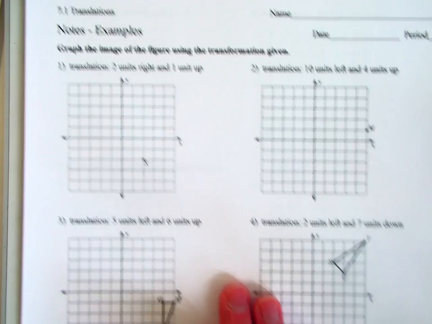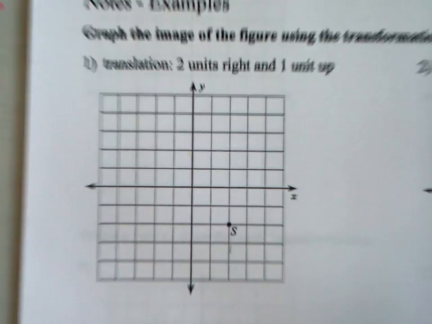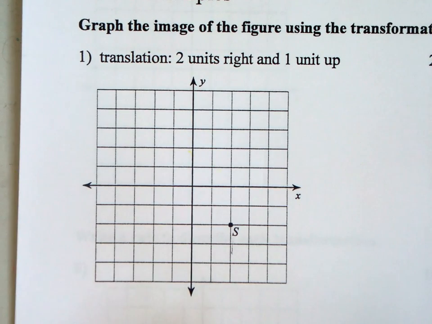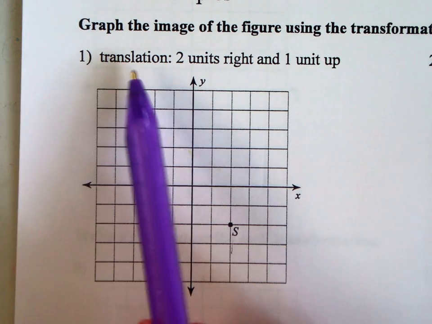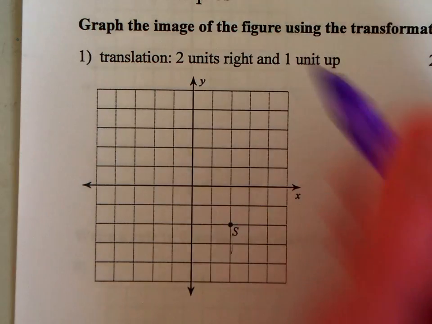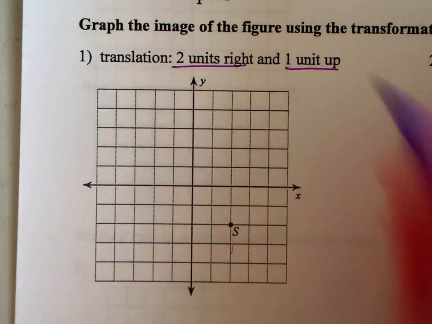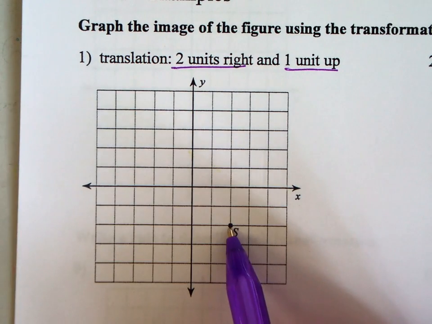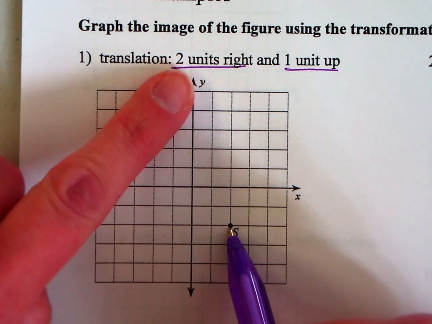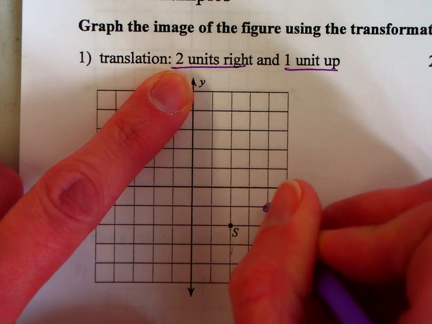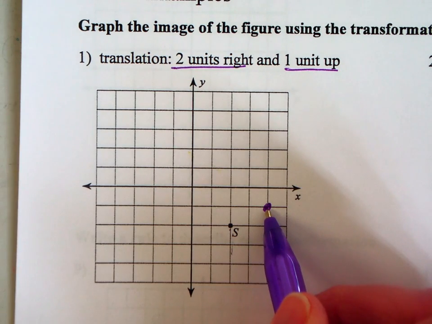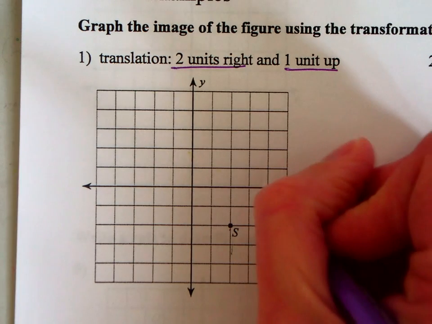So on this worksheet, we're going to actually do some examples together, just so you'll be ready for what you're going to see on the other worksheets, and finally the assessment. So this is just starting with a point, and it says we're going to do a translation, 2 to the right, and 1 unit up. So I'm just taking this point and following that translation, 2 to the right, and 1 unit up. Okay, and once we translate it, I'm going to label it my S prime.